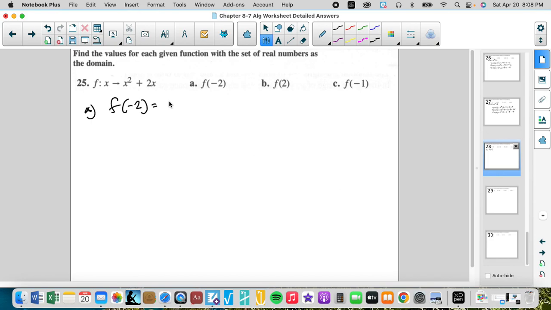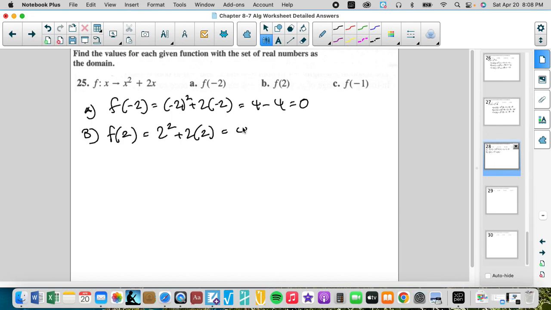F of negative 2 equals the quantity negative 2 squared plus 2 times negative 2, which equals 4 minus 4, which equals 0. B, F of 2 equals 2 squared plus 2 times 2 equals 4 plus 4, which equals 8. And F of negative 1 equals 1 squared plus 2 times 1, which is 1 plus 2, which simplifies to 3.